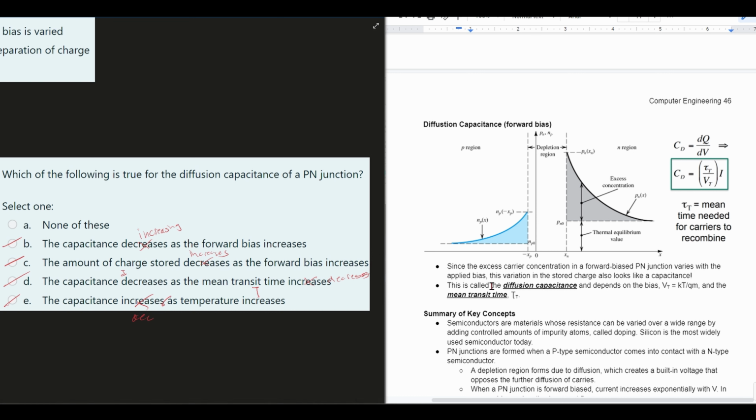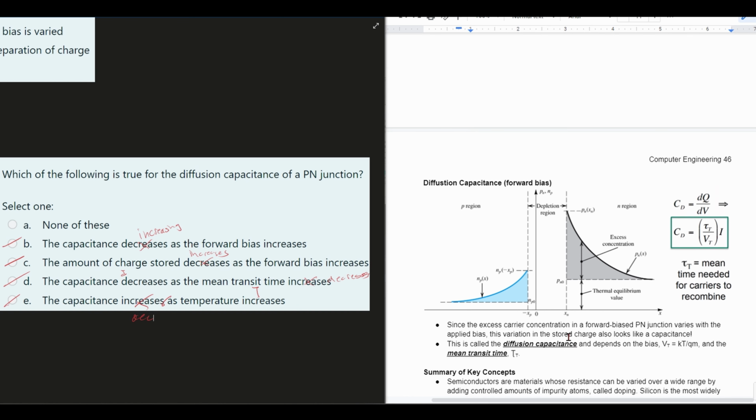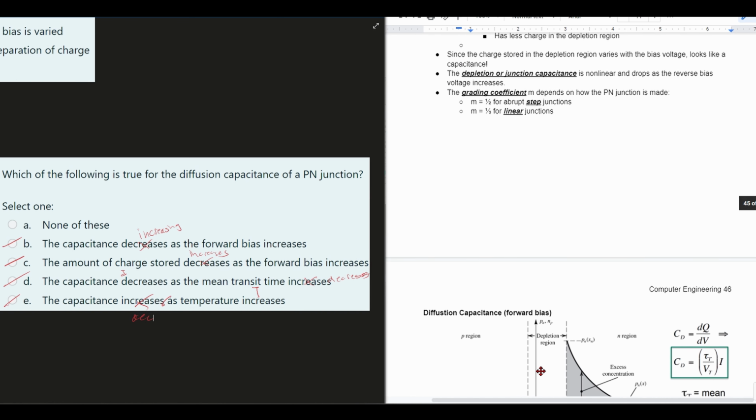And just looking this over, we don't go too much in depth with diffusion capacitance, which is our forward bias. But since the excess carrier concentration in a forward bias p-n junction varies with the applied bias, this variation in the stored charge also looks like a capacitance. This is called the diffusion capacitance and depends on the bias. Vt is equal to kT over q, and the mean transit time, which is the kind of weird looking T, subscript T.